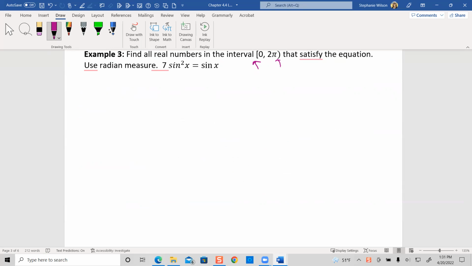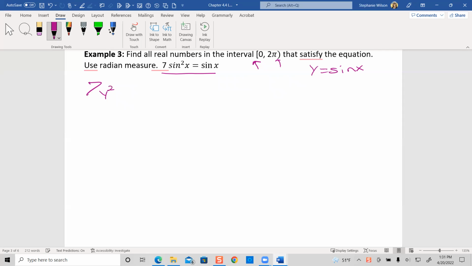All right, so now let's look at this. This is what's given to us. So I'm going to rewrite it in a format that will be easier to solve. I got sine squared and I got sine. So I have a quadratic going on here. So let's let y equals sine x. So when I do that, now I'm going to substitute that y in.